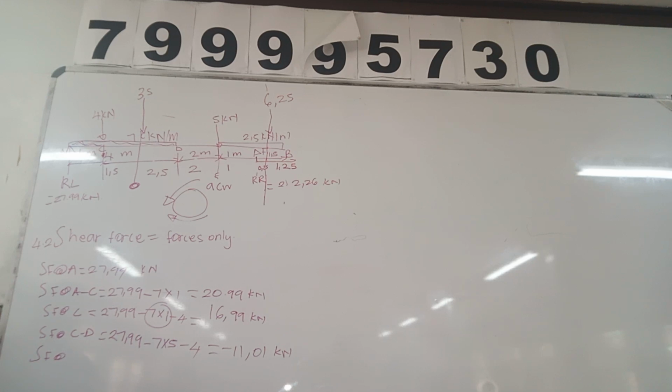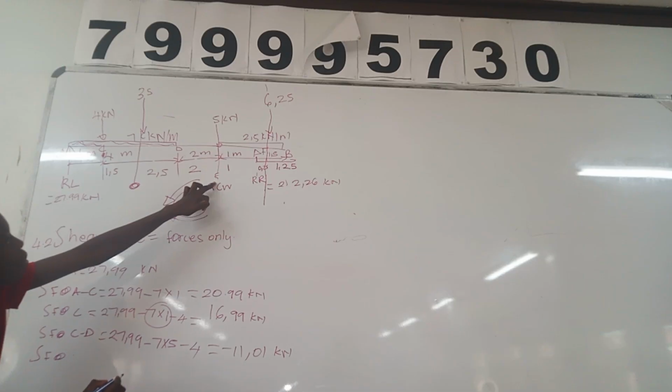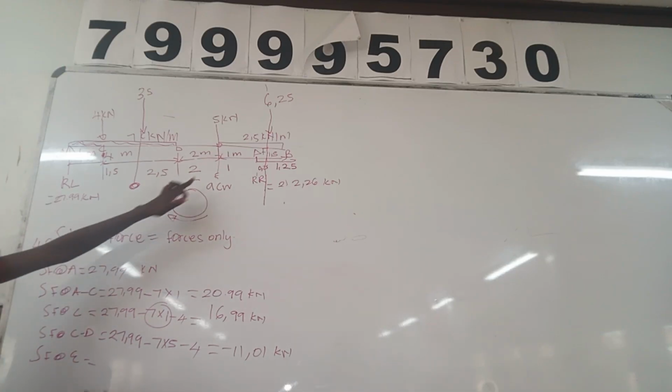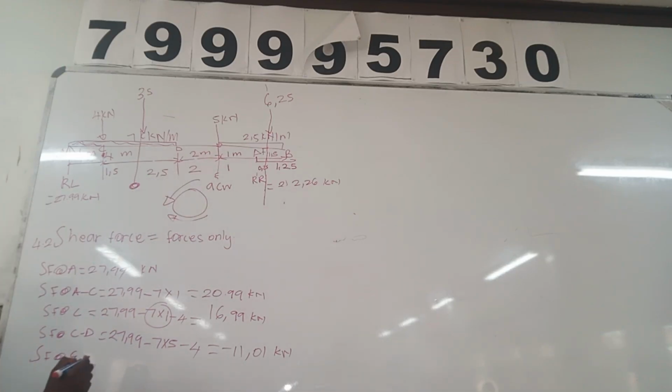And now the shear force at D. What is the force acting on D? Then the shear force at E: as you can see, at E there's a 5 kilonewton force.